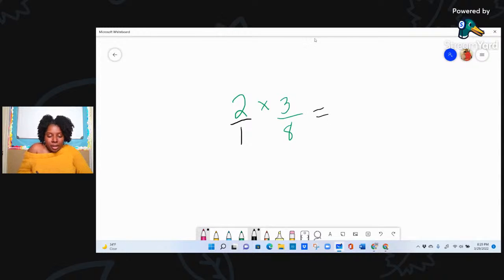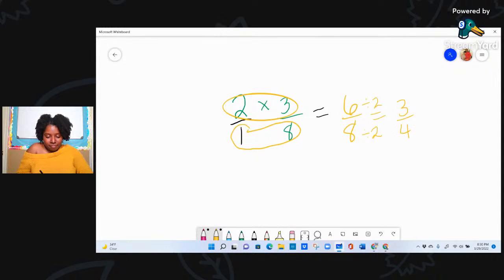And then if you were here earlier, we talked about multiplying fractions. We go straight across. So 2 times 3 is 6. 1 times 8 is 8. Okay, and then if you want to reduce it, divide by 2. 2 can go into both of these. And you get 3/4. And there it is.